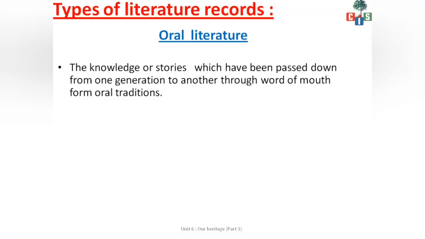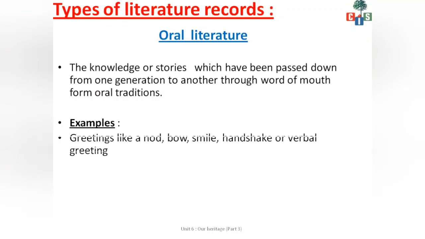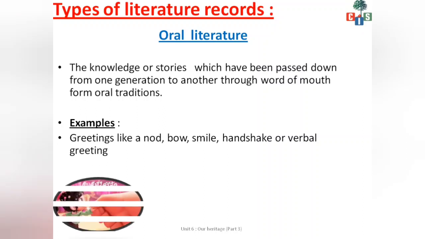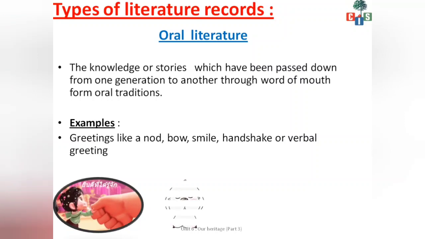Now let's take the example of this oral literature. Greetings like nod, bow, smile, handshake और verbal greetings means जो भी हम नॉड करते हैं yes या no का नॉडिंग करते हैं, handshake करते हैं, bow करते हैं to our parents, right, to any elders, or verbal greetings like good morning, good evening, those are the oral literature which has not been written in any rule books.